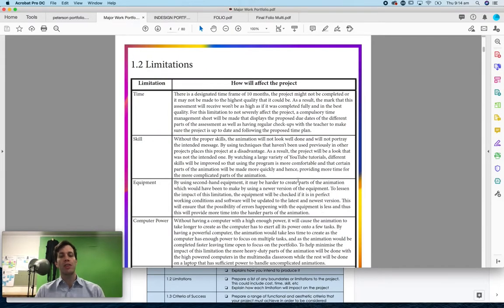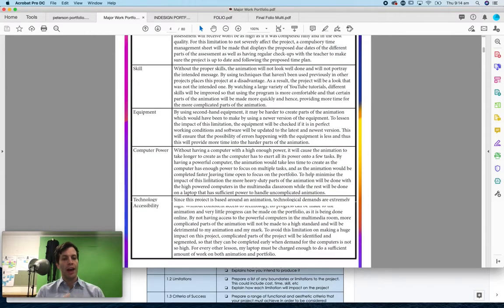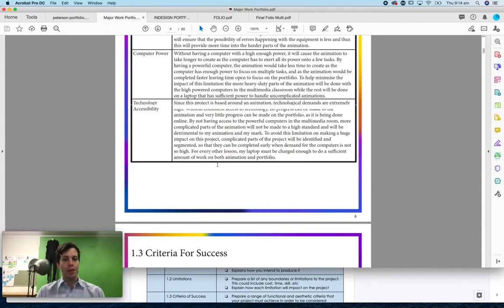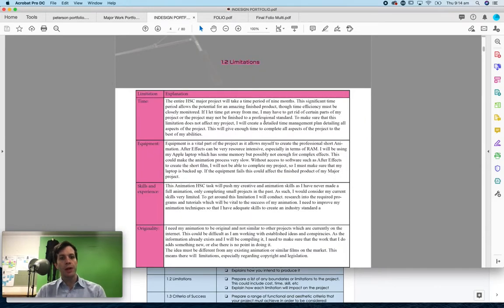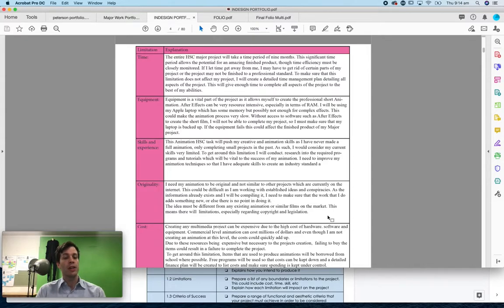Moving on to this one, which is an animation, we've got time and skill and equipment again, but with this one, computer power, because it was an animation, was more of a limitation. This student didn't have a very powerful computer, so that would cause render speeds to be slow and all of that nature, okay? Technology availability, accessibility, so just the fact that she may have been unable to actually get what she needed. Looking at this one here, we've got time, equipment, skills, and experience, originality, and cost as well.